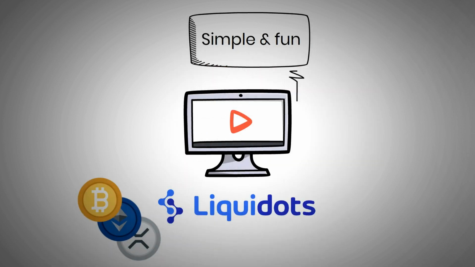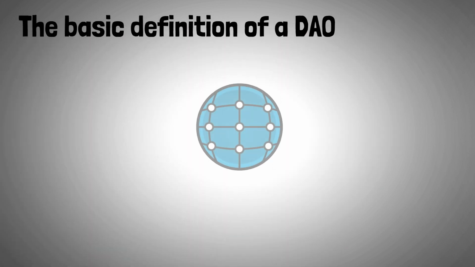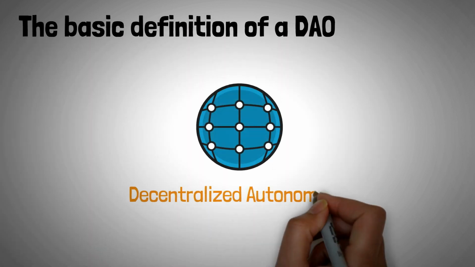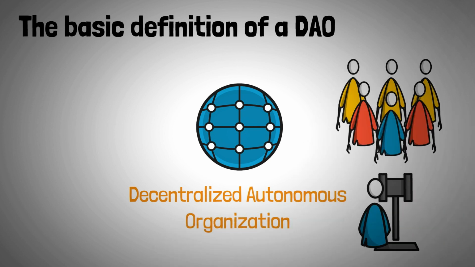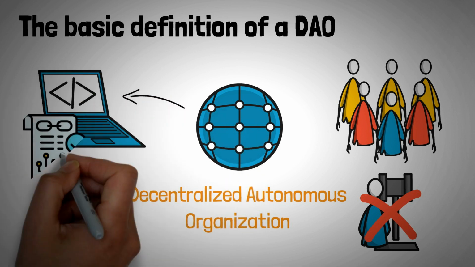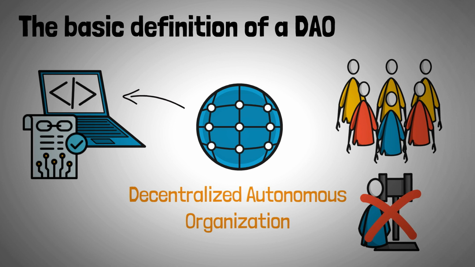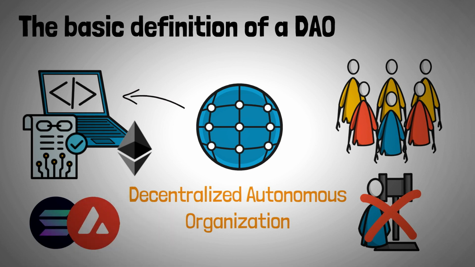Let's dive in. The basic definition of a DAO. A decentralized autonomous organization, or a DAO, is a community-led entity with no central authority. DAOs are autonomous in the sense that they are coded to follow smart contracts that are stored on the blockchain. Today, mostly the Ethereum blockchain, but also on blockchains such as Solana and Avalanche.